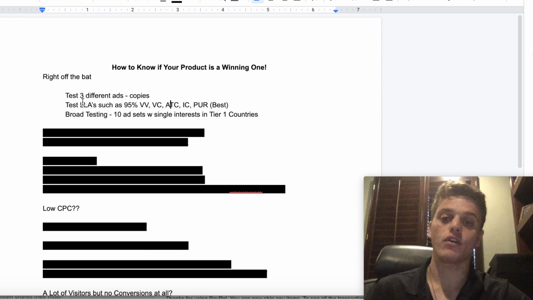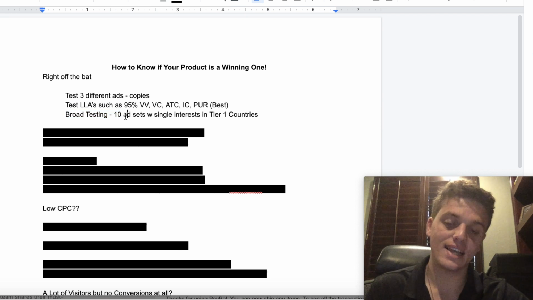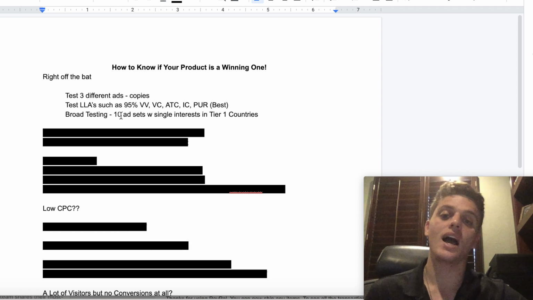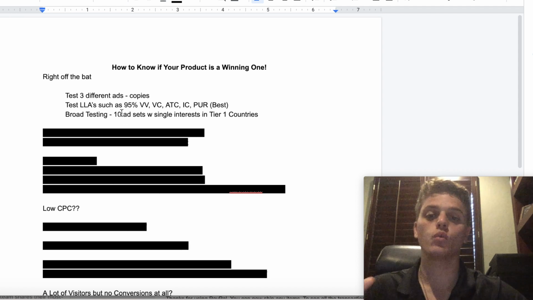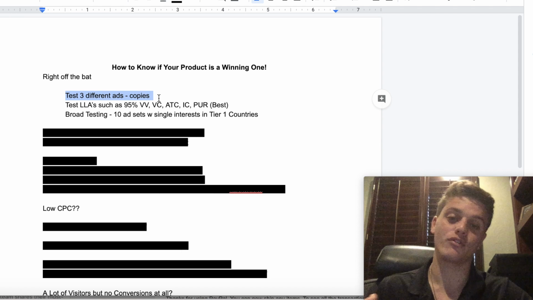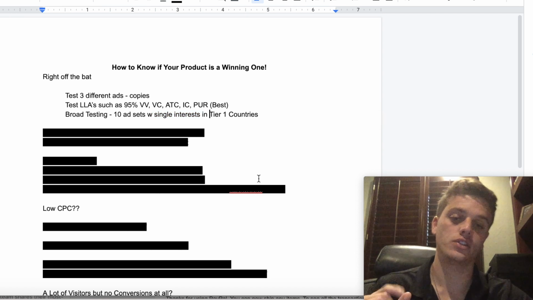So at first, we're going to be doing 3 different ads. Lookalikes after we've run a couple of these ads, which are the broad testing. 10 ad sets with single interests in tier 1 countries. So this is kind of your base. This is where you're going to be just venturing out on a product. You're going to be creating 10 different ad sets, each one equipped with 3 different actual ads themselves, each one with single interests in tier 1 countries.